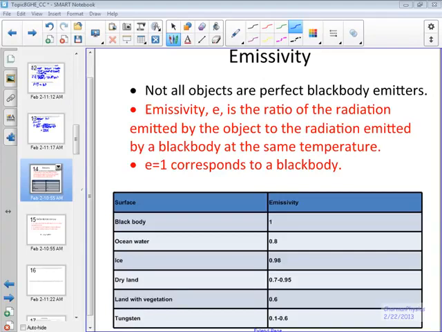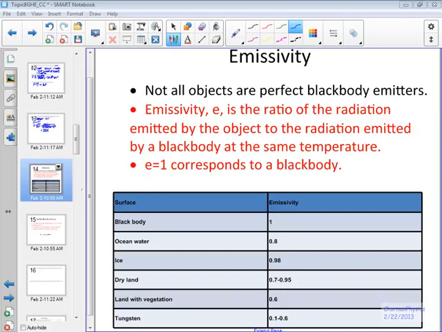Alrighty, so we're going to continue here, looking at black body radiation, and it's important to realize that not all objects are perfect emitters of electromagnetic radiation. So we have this coefficient named the emissivity that tells us the ratio of the radiation emitted by that object compared to the radiation emitted by a black body at the same temperature. So obviously e equal to 1 is going to be a black body. But anything else is going to represent something less, something that's not as perfect of an emitter or absorber.